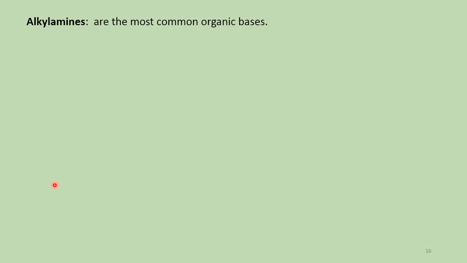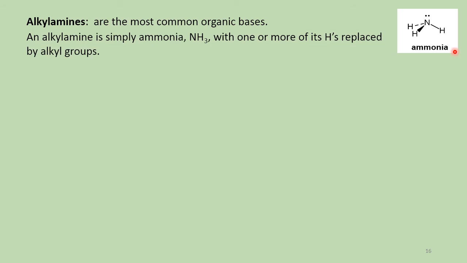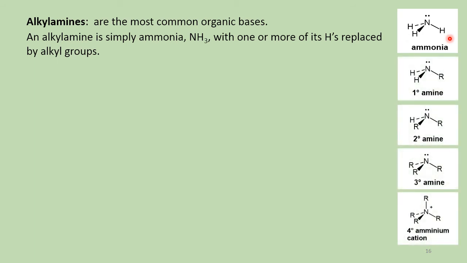Well, let's look at some organic bases, and alkylamines are certainly the most common organic base, and they're very similar to ammonia. An alkylamine simply has one or more of its hydrogens replaced by alkyl groups. Here is a primary amine. It has one alkyl group replacing a hydrogen, or we could say there is one carbon bonded to the central nitrogen. A secondary amine has two carbon groups bonded to nitrogen. A tertiary amine has three alkyl groups bonded to nitrogen.